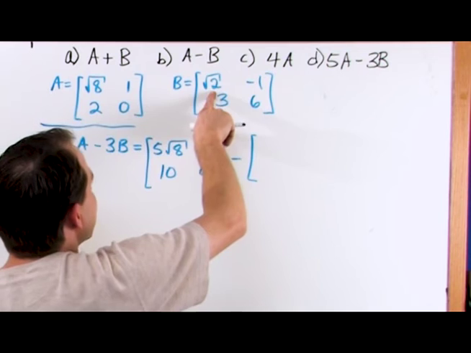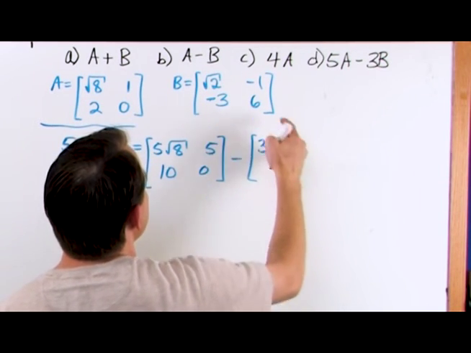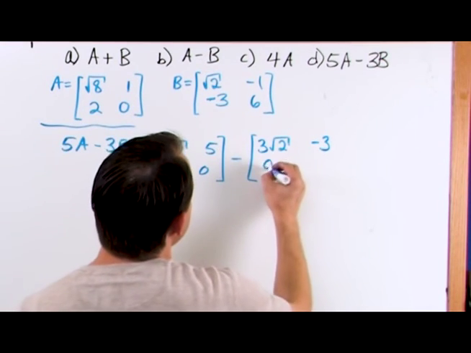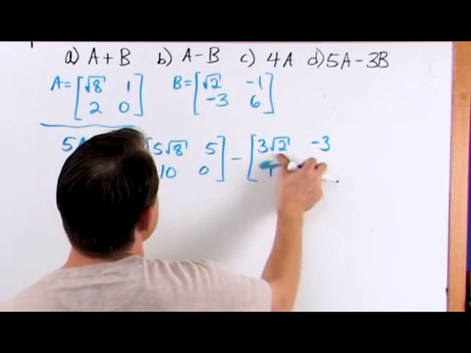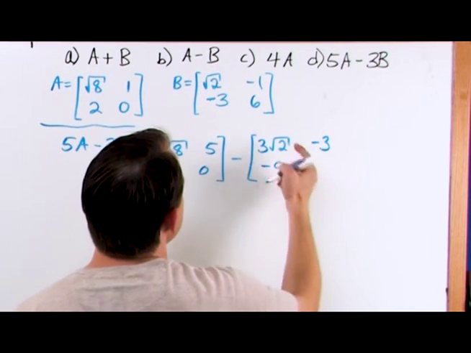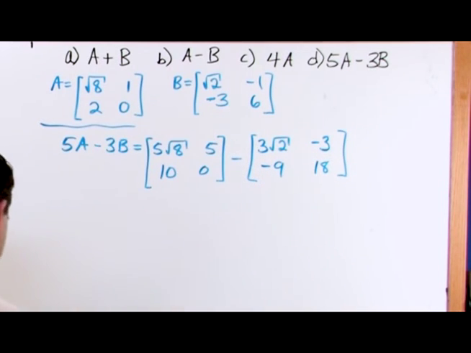So going element by element, 3 times the square root of 2 is just 3 times the square root of 2. 3 times negative 1 gives me negative 3. 3 times negative 3 gives me negative 9. And 3 times 6 gives me 18. So what we have here is two matrices, each one of them multiplied by a scalar. And then basically what we're going to do is subtract those out in the end.